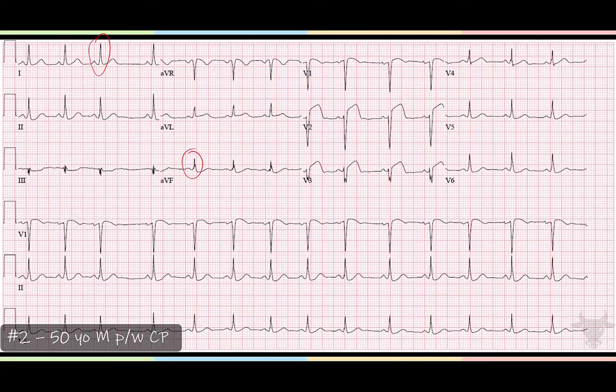So if we look in the anteroseptal leads, V1, V2, V3, we see pretty significant ST elevations in those leads. How many do we got there? About five? Probably four. Four, if you compare it against the TP segment. And then we also see some reciprocal ST depressions out laterally in V5, V6, and then inferiorly as well in 2, 3, and AVF. So this is a normal sinus rhythm with an anterior ST elevation MI.